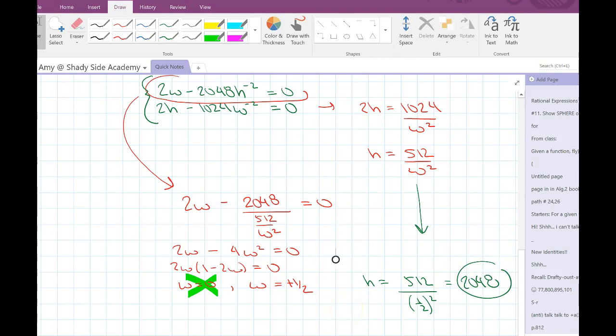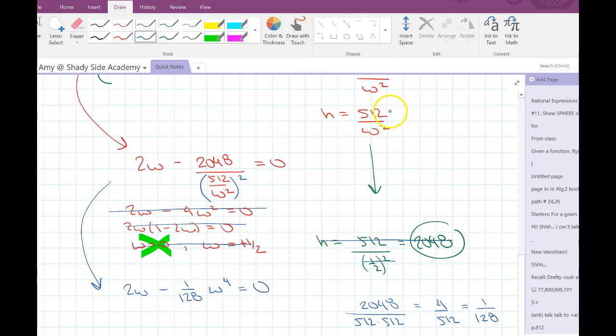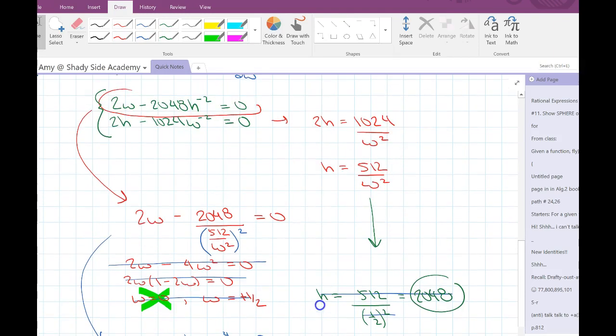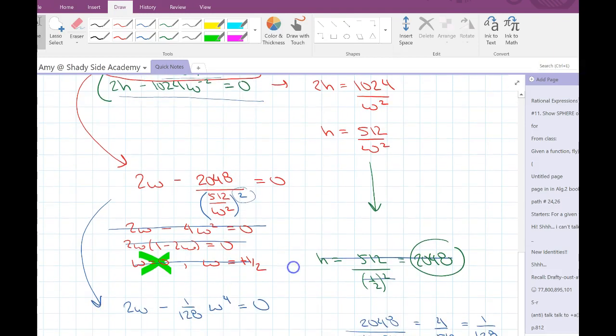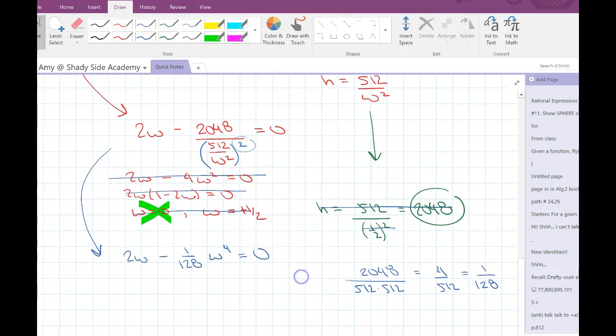I went through very quickly. Hang on a second. Here's my algebra mistake. It was silly. Look at the blue. H equals 512 over W squared, right? So when you plug that into the top equation, you get 2048 all over H squared. I have to square it. So when you take care of that, the equation you get is down here, correct? And then what you get here is the following.